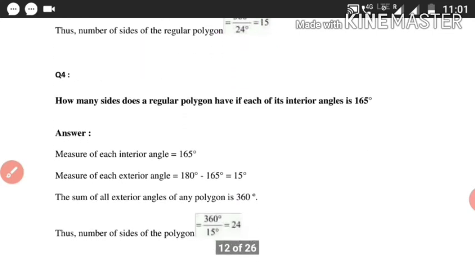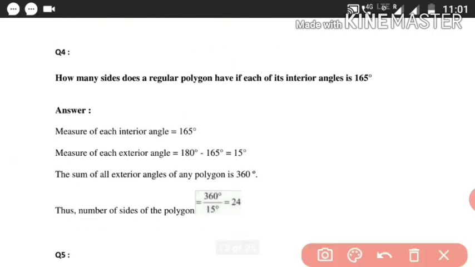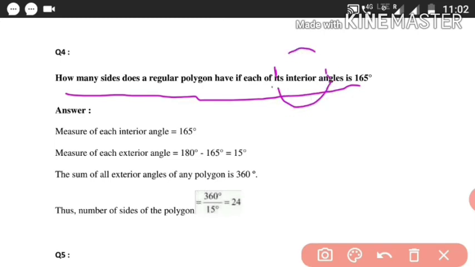Question number 4. How many sides does a regular polygon have if each of its interior angles is 165 degrees? Now what do you have to find? How many sides. Here what is given? The interior angle is given, 165 degrees, and you have to find the number of sides.